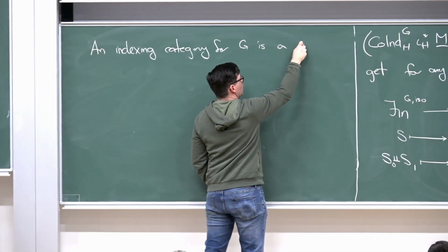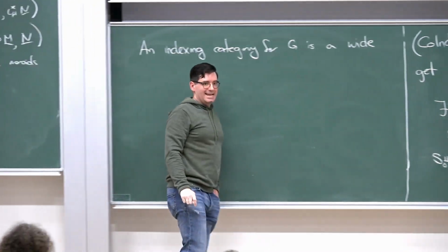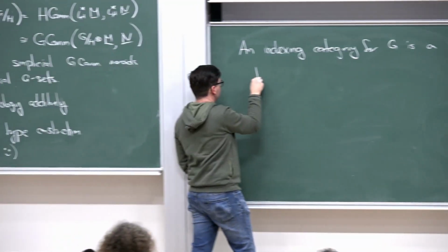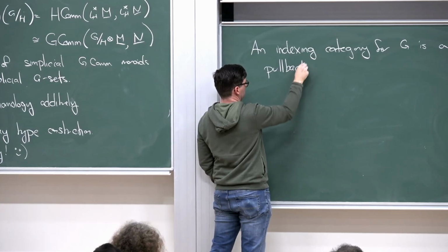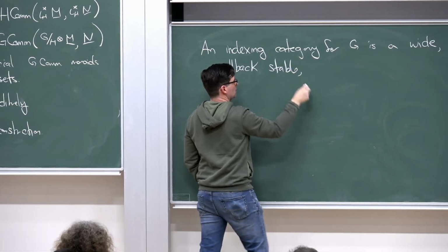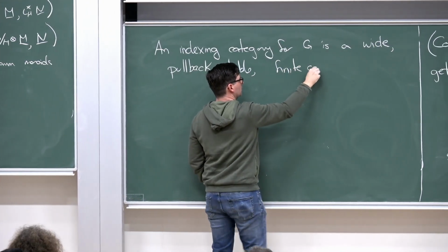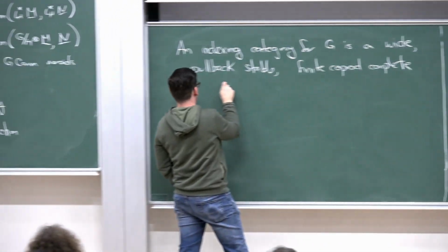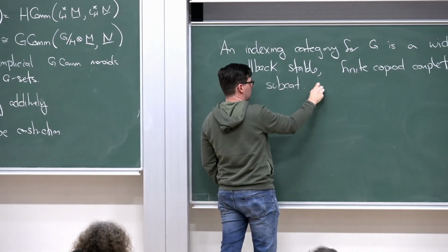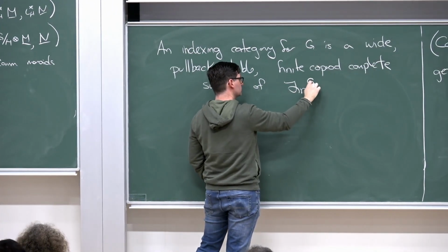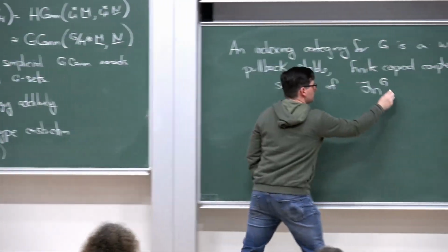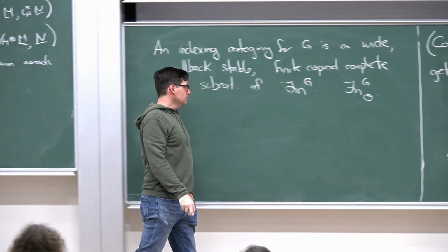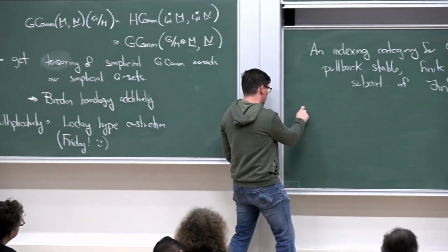is a wide, which means it contains all the objects, pullback stable, finite coproduct complete, subcategory of finite G-sets. And so I'll just write this as Fin_G, and then I'll adorn it with a subscript O. And then O is going to be allowed to vary. So two examples.